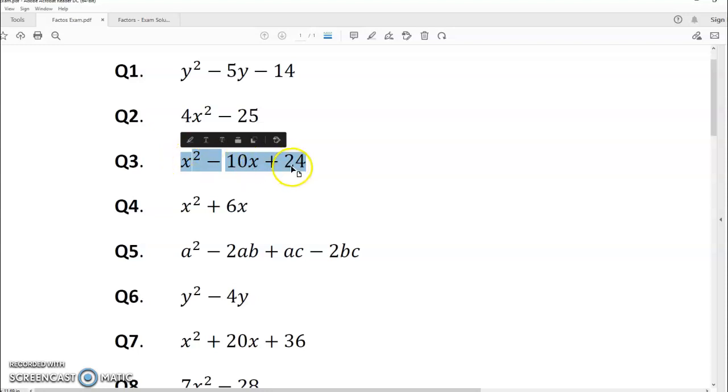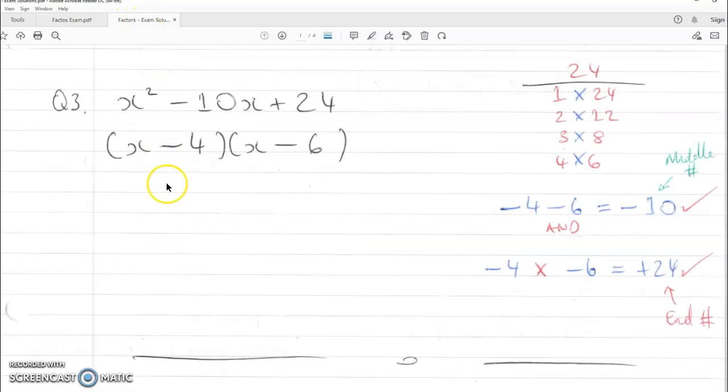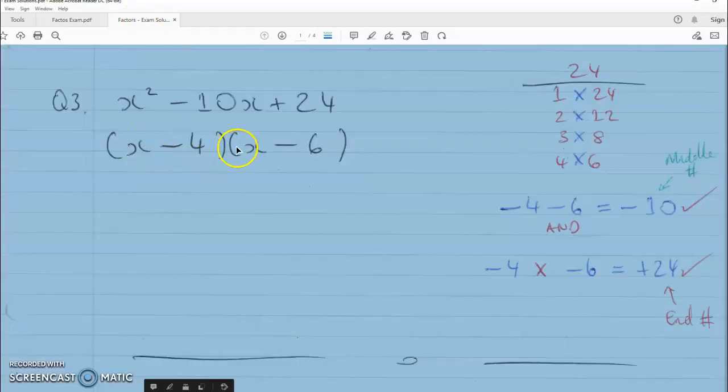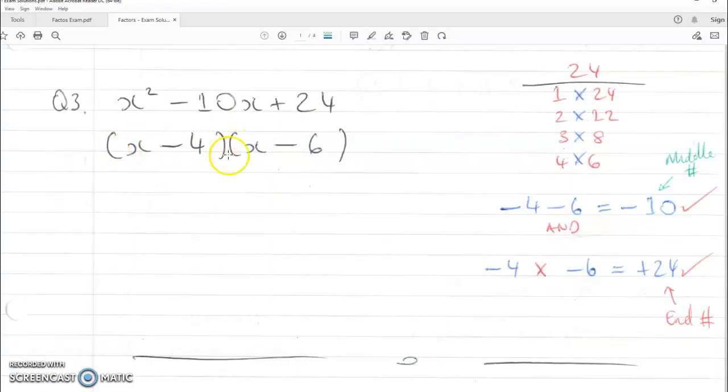So 3 parts, and you've got an x squared at the start, or a squared term at the start. That squared term at the start is going to break down to an x in one bracket and an x in the other bracket, like so. So you can see there the x and the x at the start.